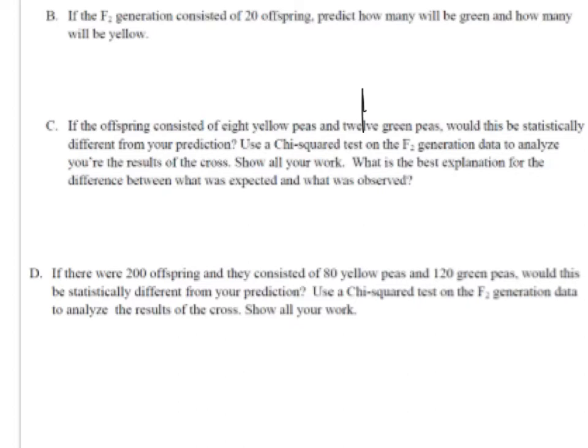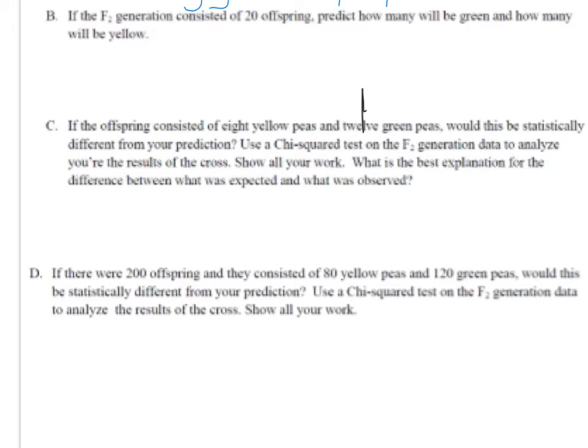Okay, well, I know I have one parent that was homozygous green, and green is actually going to be lowercase y. And I have another parent that is homozygous yellow, and that parent is going to be uppercase Y. And I know this because it told me that all of my offspring looked yellow. So if they all looked yellow, that tells me that yellow was dominant.